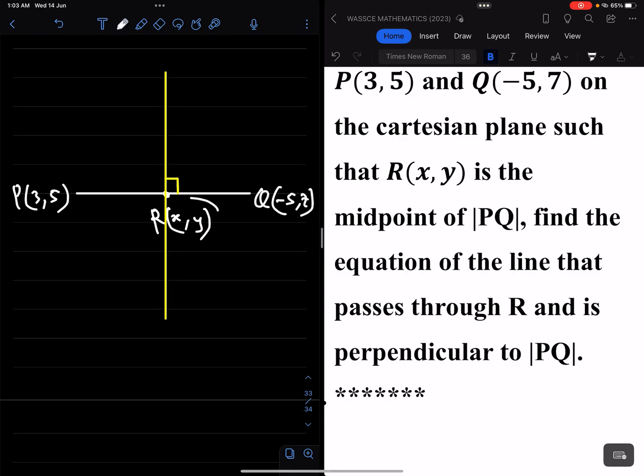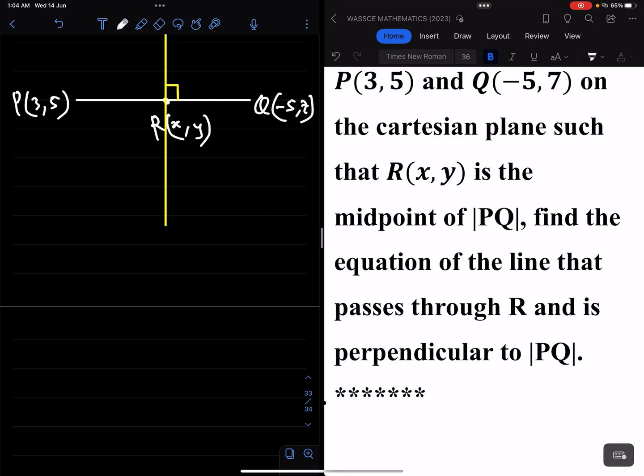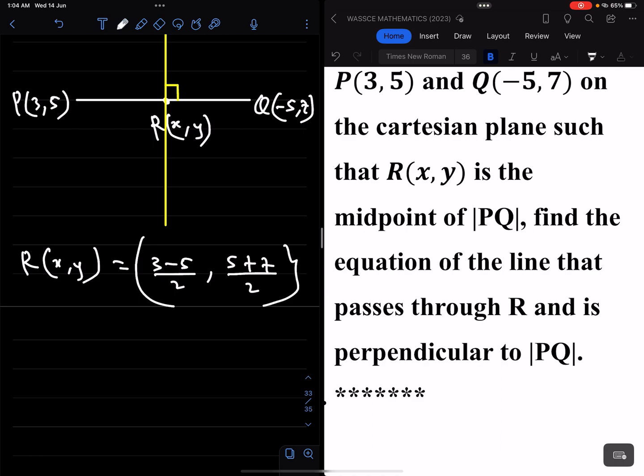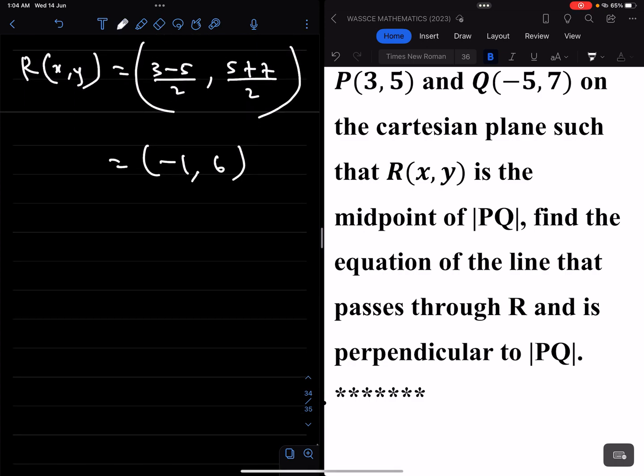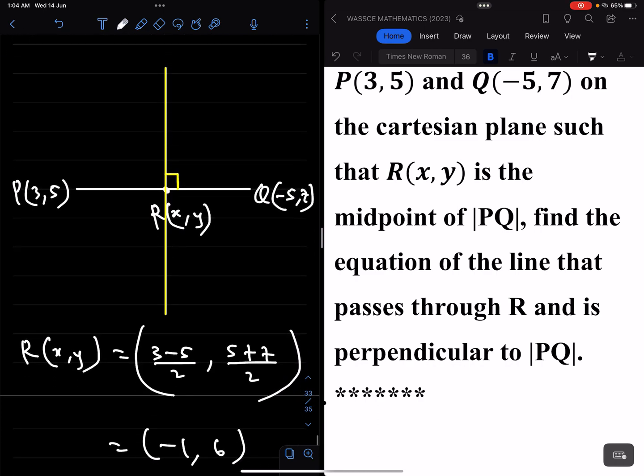First of all, I need to find the coordinates of R. What we do is that's simply x1 plus x2 over 2, comma y1 plus y2 over 2, and that's 3 plus minus 5, which is 3 minus 5 over 2, and then 5 plus 7 over 2. That's how you find the coordinates of the midpoint of a line. And that simply means this is minus 2 over 2, that's minus 1, and this will be 12 over 2, which is 6. So now we know the coordinates of R. Then we can find the equation of the line.